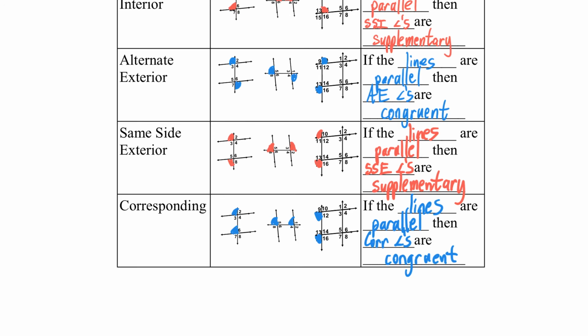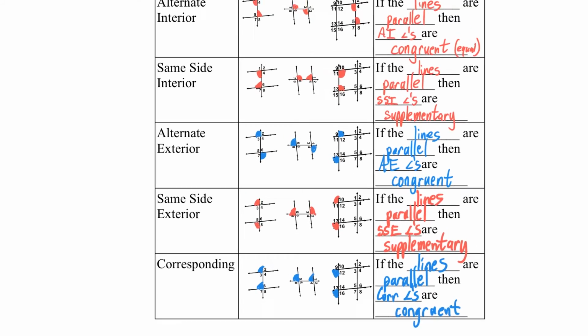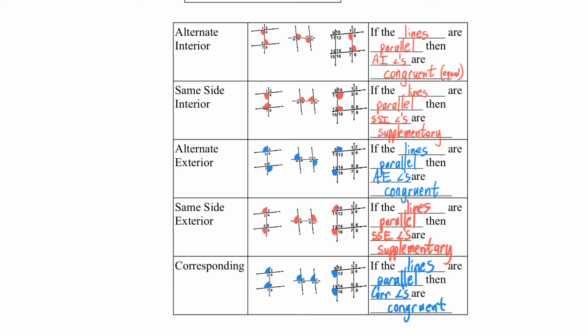Okay, so one way to kind of remember the difference between these is, okay, same side interior and same side exterior. Notice that both of these start with an S. And those are the two that are supplementary, okay? So same side interior, same side exterior, they both start with an S. Supplementary starts with an S. That's one way for you to remember the difference. All the rest of them are just congruent to each other.